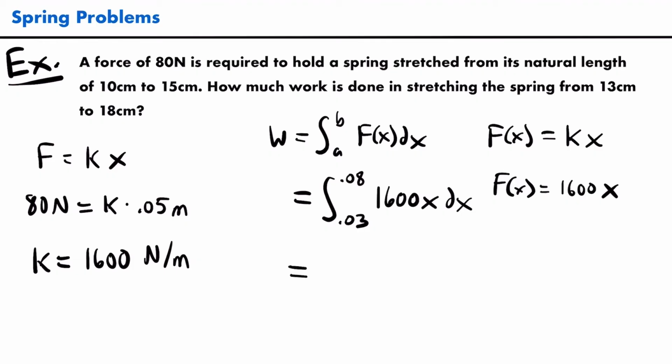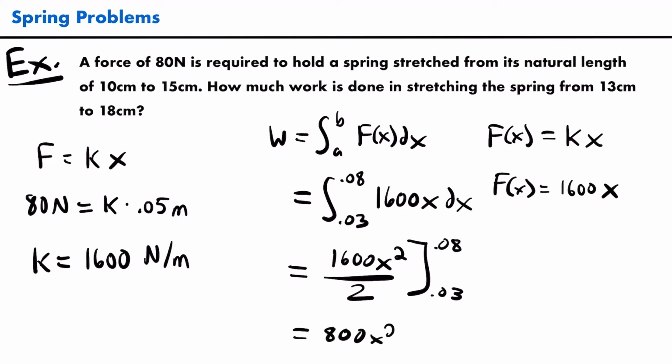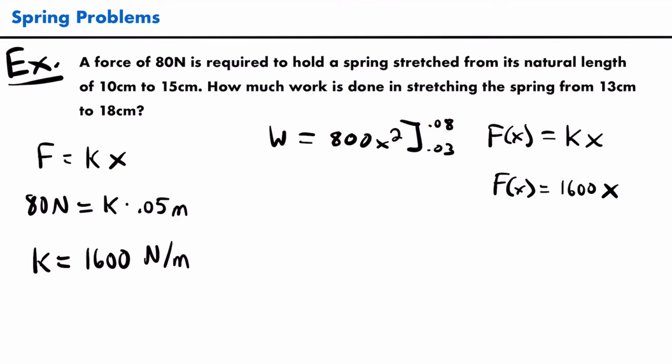And so this will be equal to 1600 times x squared divided by 2, evaluated from 0.03 to 0.08. Right, so we use the power rule of integration, we add 1 to our exponent, and then divide by that new exponent. Now 1600 divided by 2 is 800, so this is equal to 800 times x squared, evaluated from 0.03 to 0.08. And now if I clean up my work a little bit, we can evaluate this expression at 0.08 and then subtract the evaluation at 0.03. So this will be equal to 800 times 0.08 squared minus 800 times 0.03 squared.